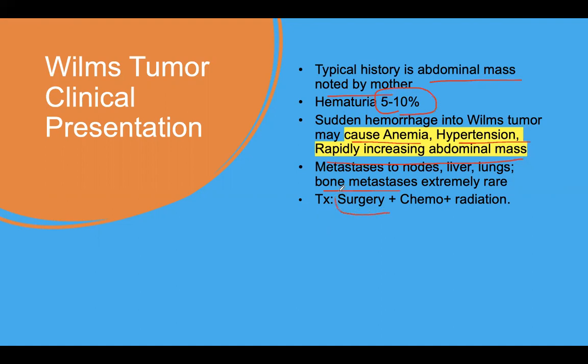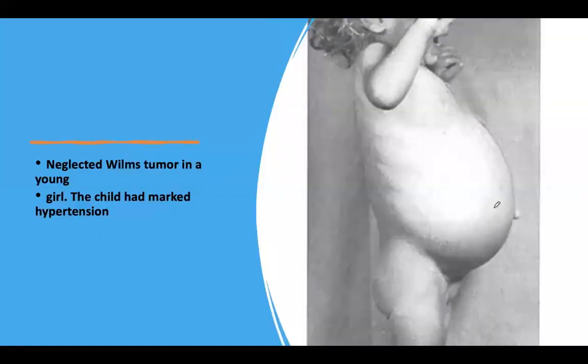Now, surgery and chemo combination therapy is often given. Radiation therapy may also be given in advanced cases, and if there is a specific localized lesion, we may give radiation therapy. But most often, surgery and chemotherapy are given as a bimodal combination therapy. So here you can see a child presenting with a large abdominal mass, and the classical clinical presentation will be hematuria, and hypertension is also seen.